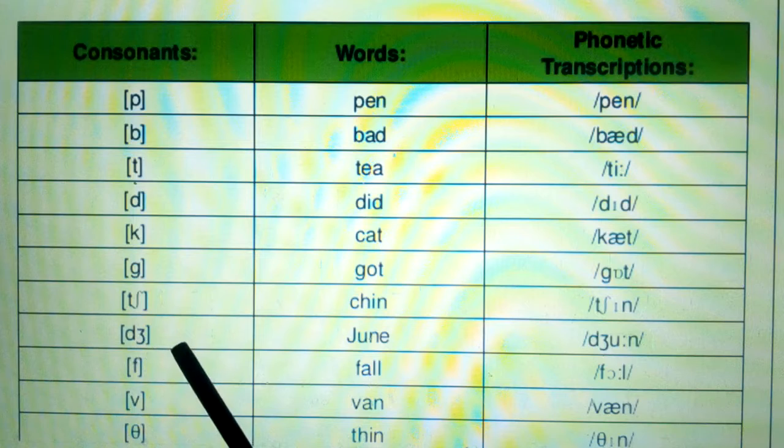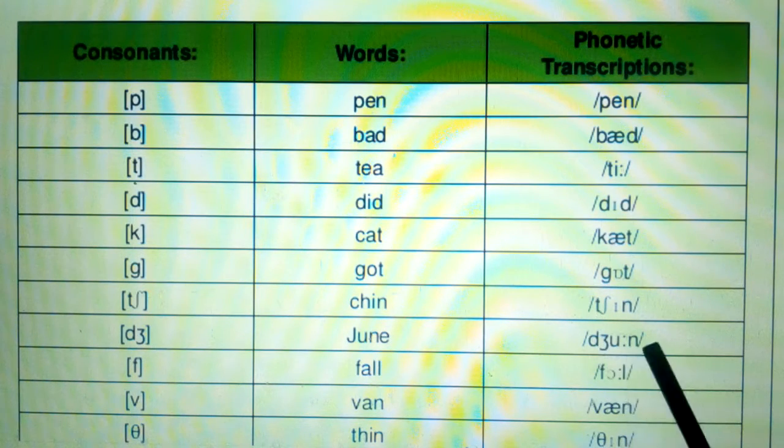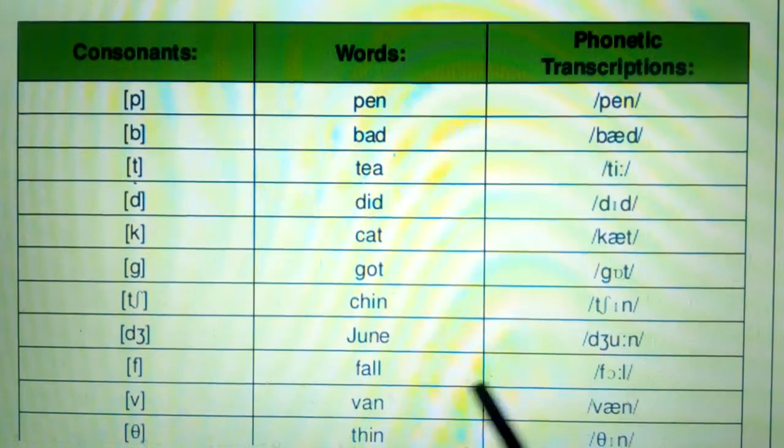Next is ja, like in June, and its transcription is this. Next is fa, like in fall. Its transcription is this. Next is va, like in when. Its transcription is this. Next is the tha sound, like in thin, and its transcription is like this.